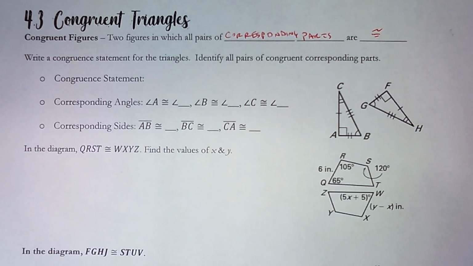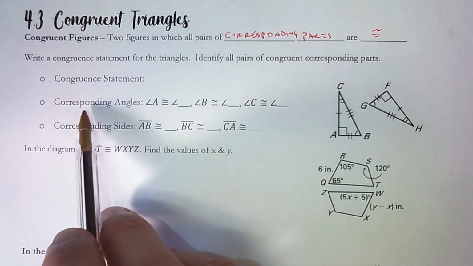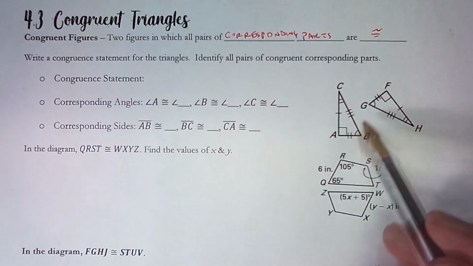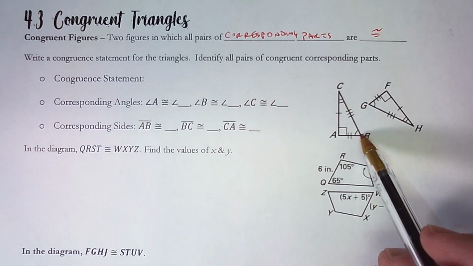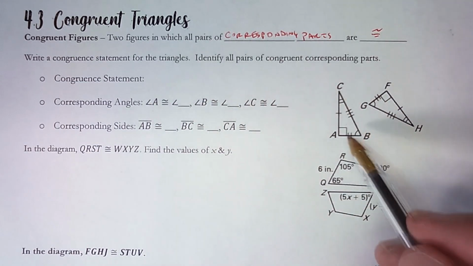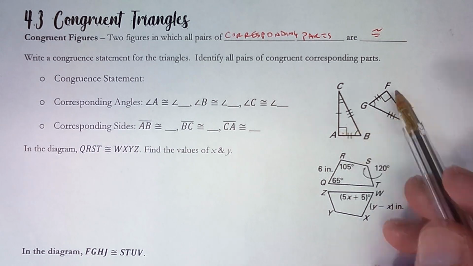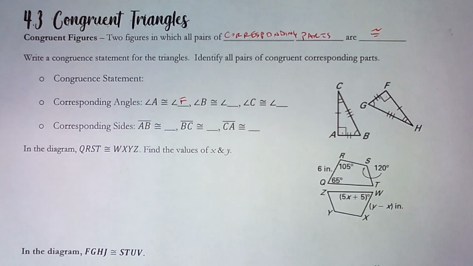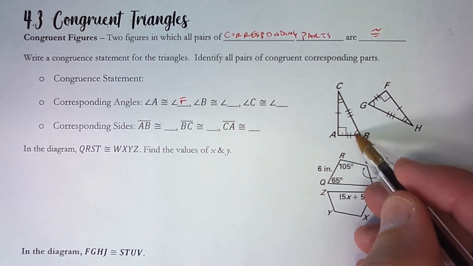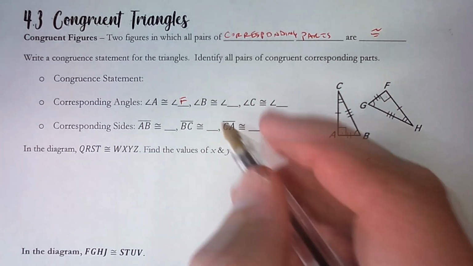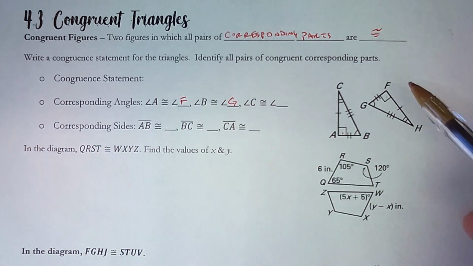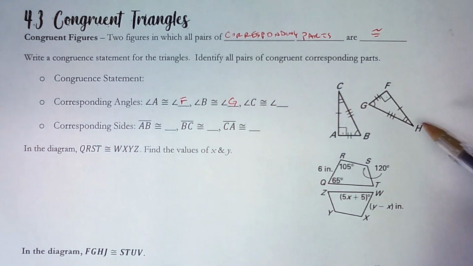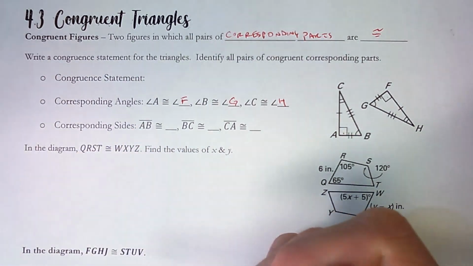Now, I think it's actually going to be easiest if we start with the angles, because we have marks here that tell us what angles are congruent. So angle A, that's the right angle here, is congruent to angle F. Angle B with one arc would be congruent to angle G, and angle C with two arcs is congruent to angle H. Now that's actually going to make it pretty easy to write a congruence statement.